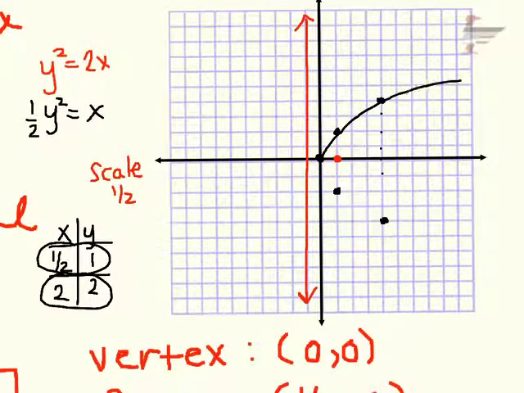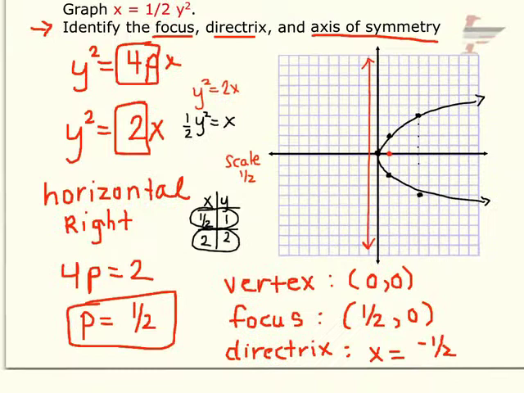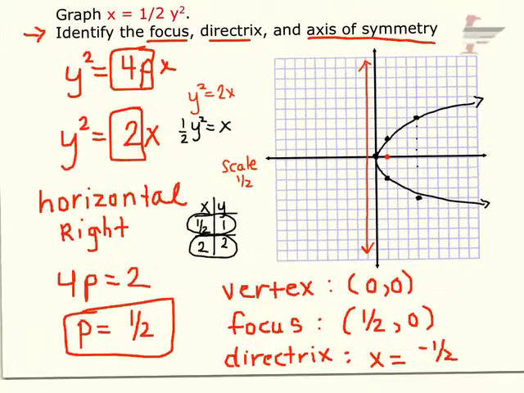I can see how wide this horizontal parabola is. I can see my axis of symmetry is y equals 0, and there's your graph. And I will bring this down again so you can take a peek at it if you want to jot more things down.